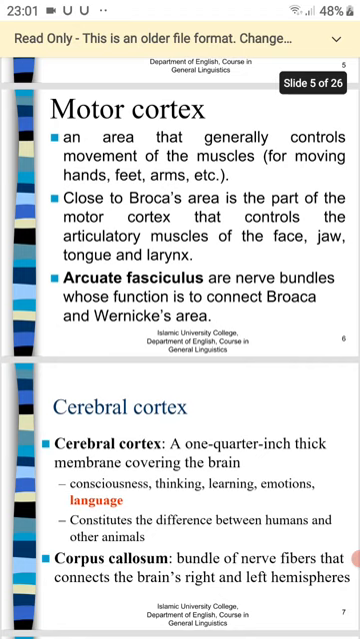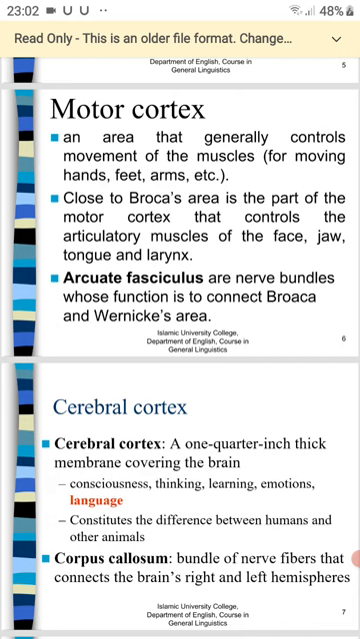Then the motor cortex and the posterior speech cortex. Carl Wernicke was a German doctor. Broca's area is French, but Wernicke's area is German. In 1874, he reported that damage in this area led to comprehension difficulties. Next is the motor cortex.